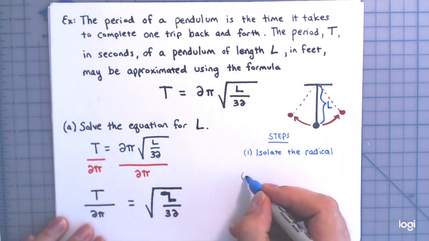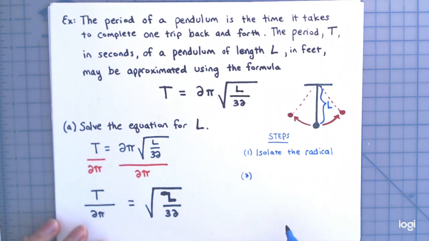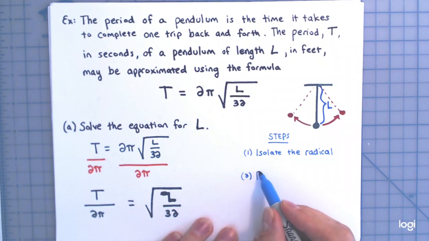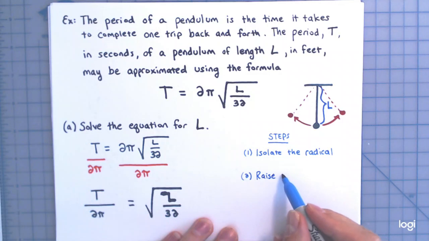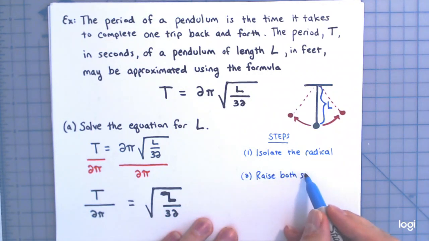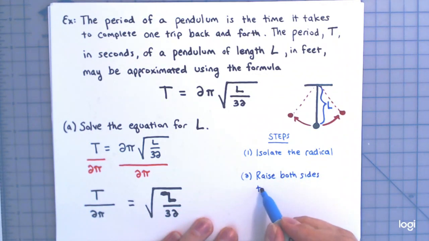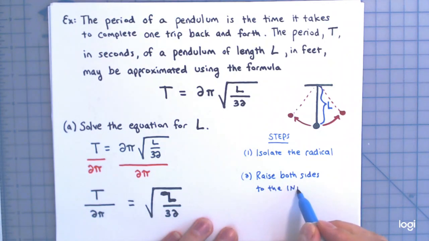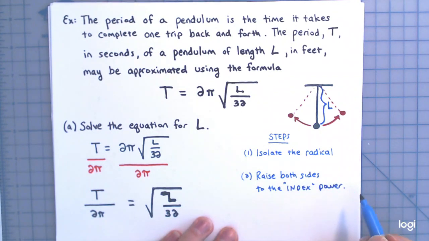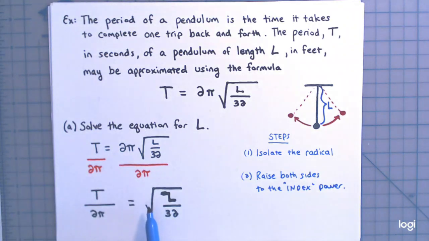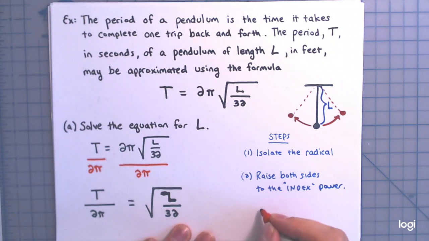So now that the radical is isolated, I want to undo the radical. Once I've isolated the radical, I wish to get rid of that radical symbol. We're going to raise both sides to the index power. So the index on this radical is 2, it's a square root. And the property I'm using here is this one.